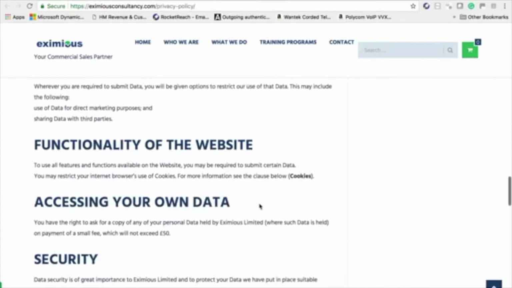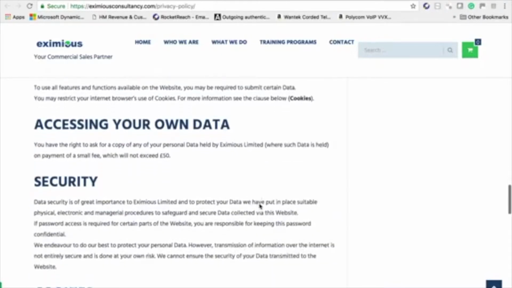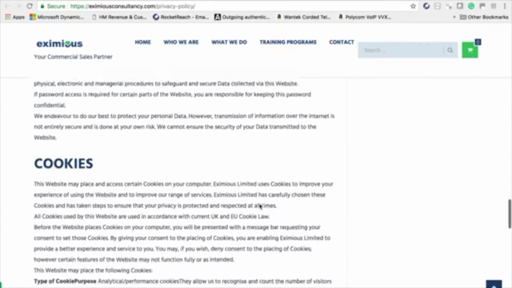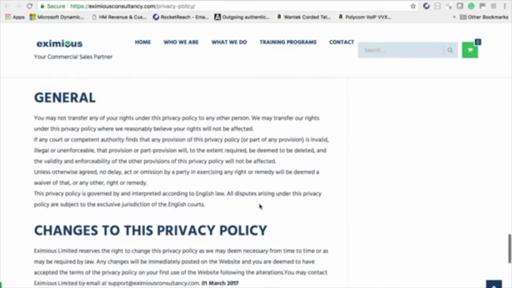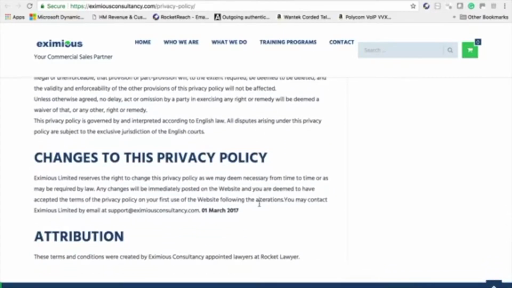So this is stuff that they want to know. Again, how are you accessing the data, the security around that data, the fact that you have cookies on the site and what those cookies mean, and then general information about the privacy of people's information. This is the bit that's key. And also this bit where you mention when it was last updated.